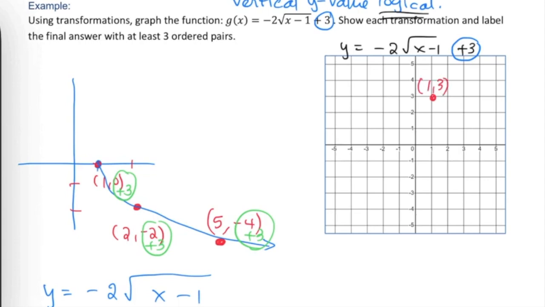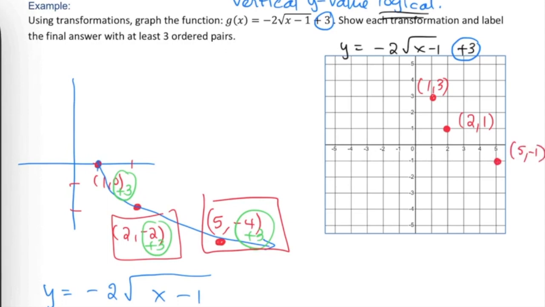Our second ordered pair is going to be where we don't change the x, so 2 is the x value, but we add 3 to the y value, which takes me to a positive 1. Negative 2 plus 3 is positive 1, so we say 2, 1. And then add 3 to the y value of our last ordered pair. The x value doesn't change, so it stays at 5. The y value, we add 3, so that goes to 5, negative 1. And we then connect our dots to complete the graph of this function.